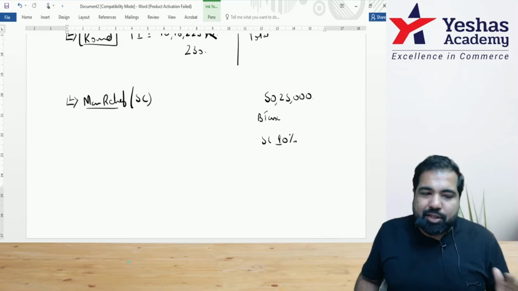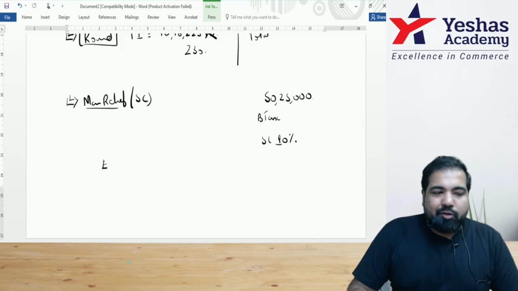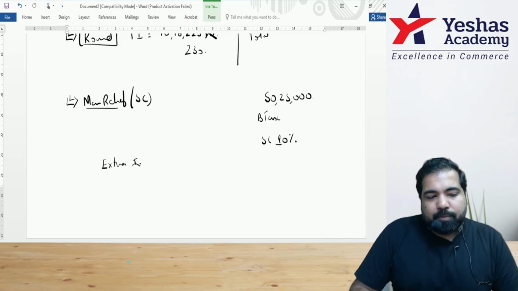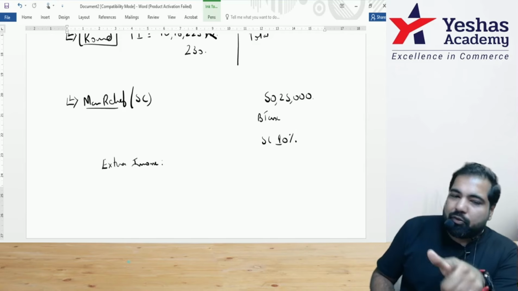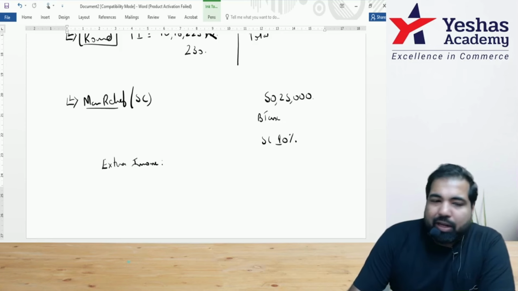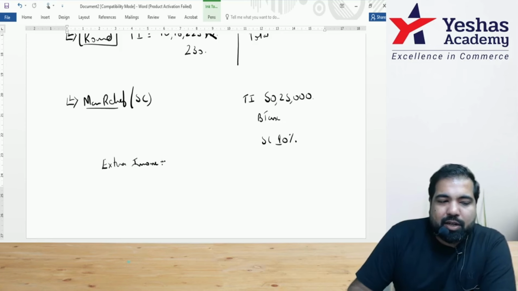So the government says, listen, don't be upset. Make 2 calculations. First, tell us your extra income. But extra as compared to what? The last surcharge limit. What is the last surcharge limit? 50 lakh, and you are making how much? 50 lakh 25. This is your total income. So how much extra income have you earned?